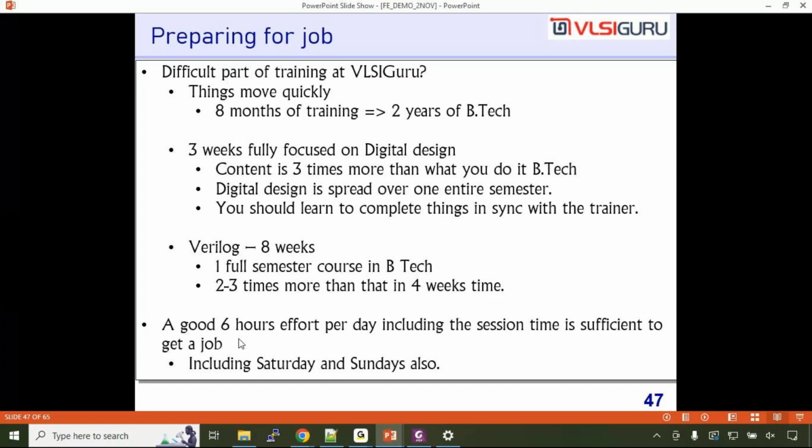By 8 months, you get a job. It's not like there are no jobs, there are jobs. It's about how you plan your preparation and having the right attitude and aptitude.